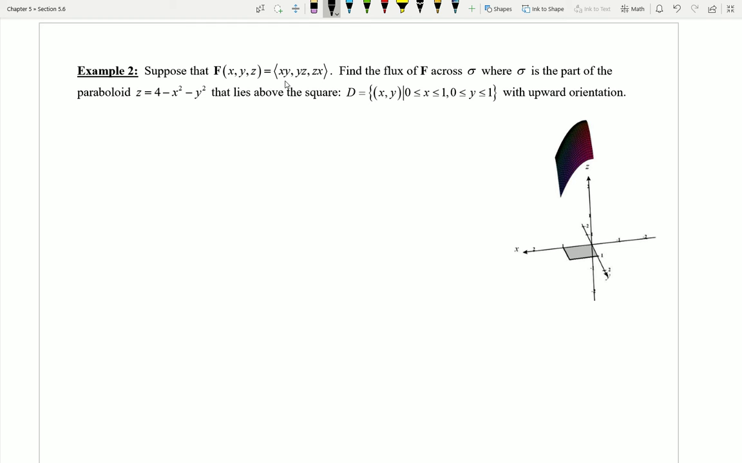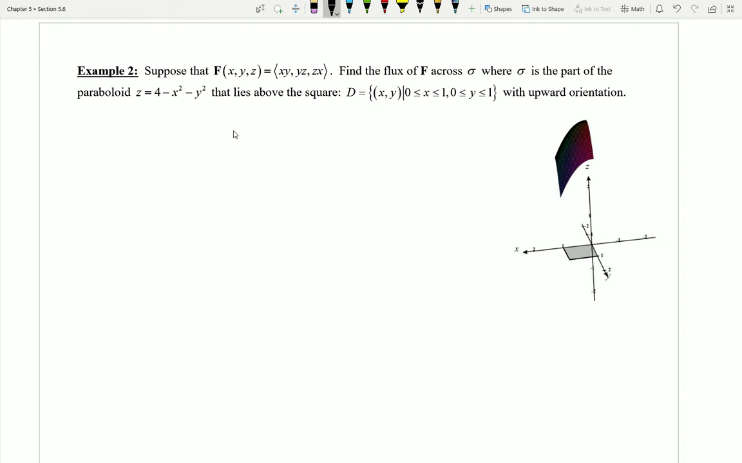Now let's turn our attention to example number 2. Suppose that we have F given as defined here, and we want to find the flux of F across sigma, where sigma is part of the paraboloid 4 minus x squared minus y squared that lies above this particular square.